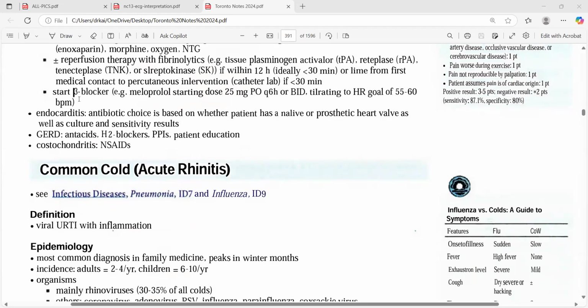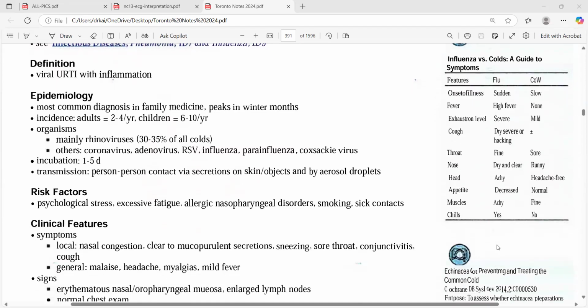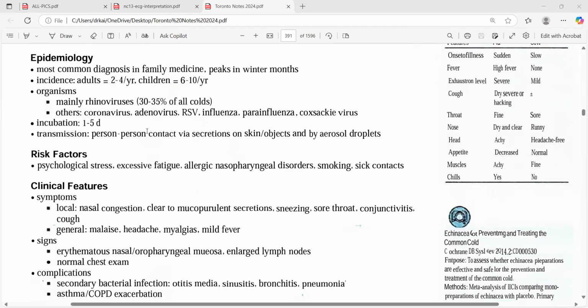When we are talking about this one, you have to remember the cold and flu difference. What is cold and what is flu? Sometimes we do mix up this one. Flu has more high fever. The cold does not have high fever. Exhaustion is more in flu as compared to cold, because in flu we are sneezing and there is dryness and all that, so that makes you exhausted. In the flu, the throat is fine, but in the cold, there is sore throat. Then the nose is dry and clear. Flu makes you more achy, appetite decreases, muscles are achy, and the chills are present in the flu. But as compared to that, in cold there is nothing.